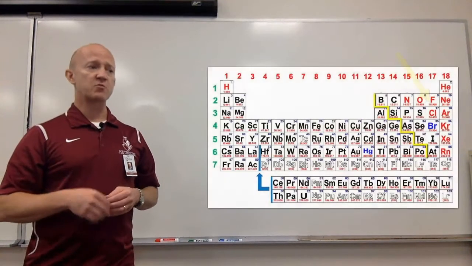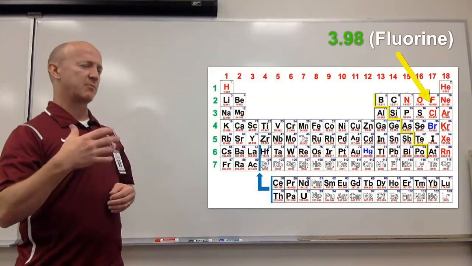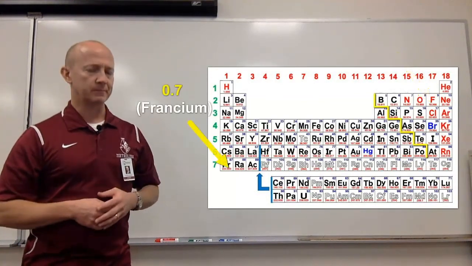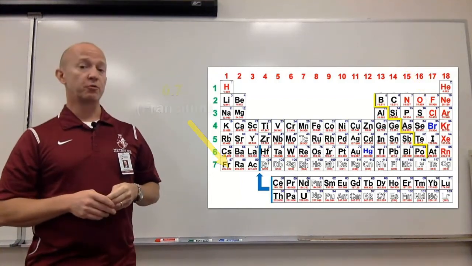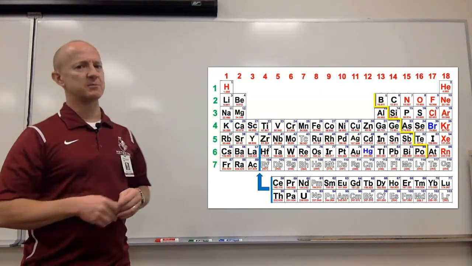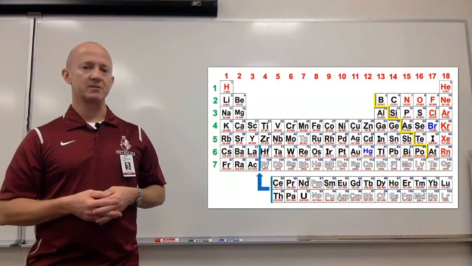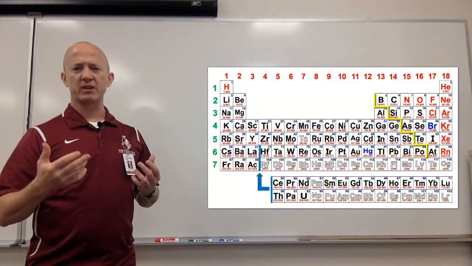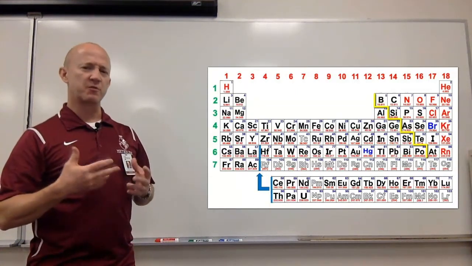They range in size from the highest value that's right around 3.98, that's fluorine, all the way down to francium, that has 0.7. So fluorine is the most electronegative element, and ones like cesium and francium are the least electronegative elements. If you're wondering about the noble gases, we tend to not talk about them in terms of electronegativity much because they form so few compounds.